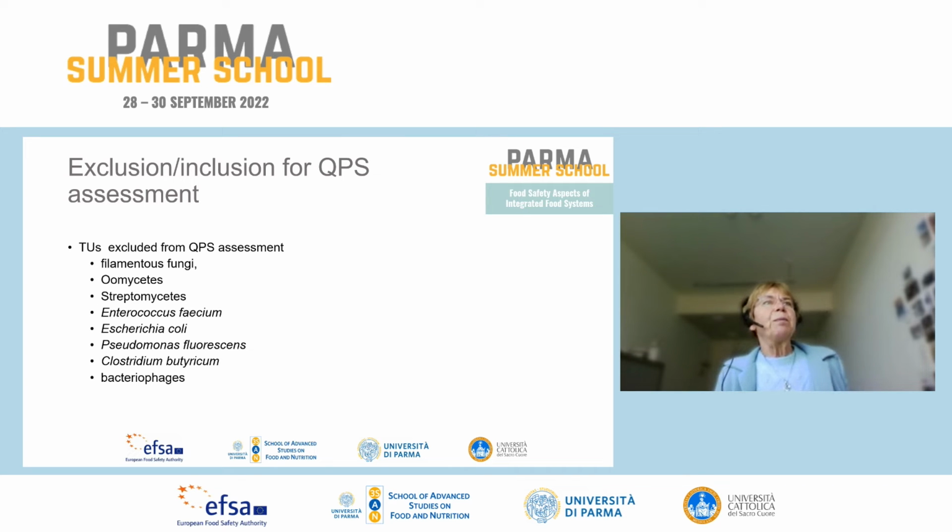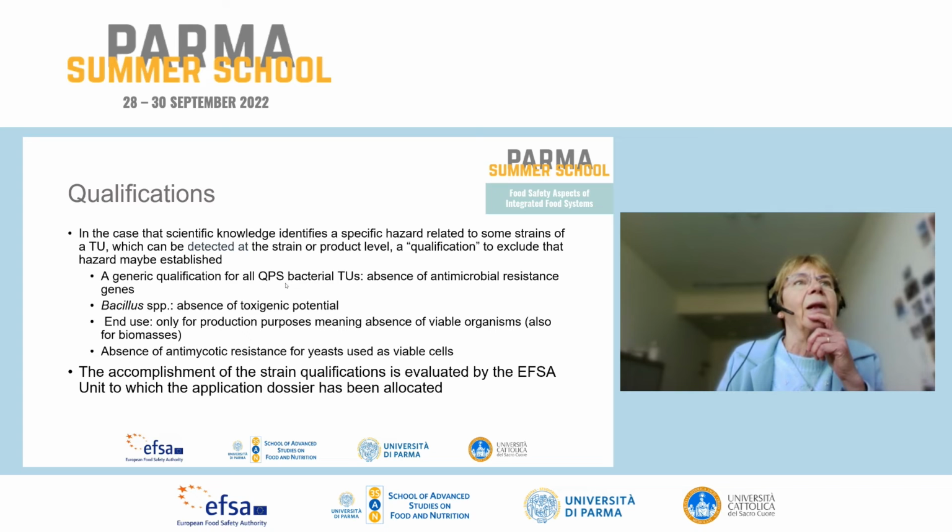There are some species which are excluded from the QPS assessment, and that's because some strains of these species are known to contain, for example for fungi, Oomycetes and Streptomycetes, genetic information to produce mycotoxins or secondary metabolites or antimicrobial products, or for some other species like Enterococcus and Escherichia coli, some virulence or toxigenic potential of some of these strains.